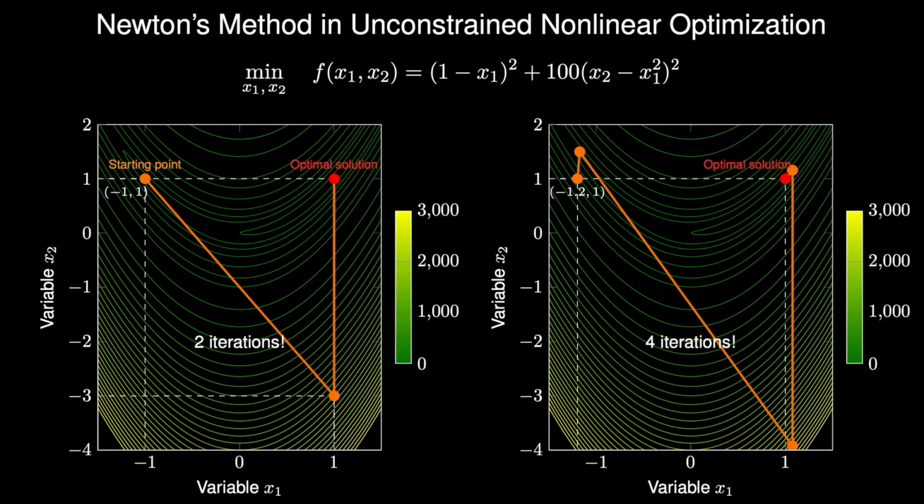Comparing two starting points side by side: starting from -1, 1, Newton's method converges in just 2 iterations. Starting slightly further away at -1.2, 1, it takes 4 iterations, still remarkably fast. Both paths navigate the Rosenbrock valley efficiently thanks to the Hessian matrix, demonstrating that Newton's method is robust to nearby starting points and achieves very fast convergence near the optimum.